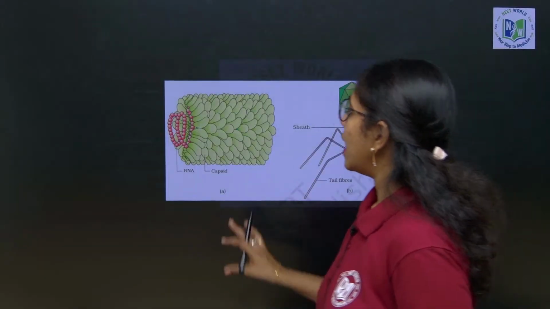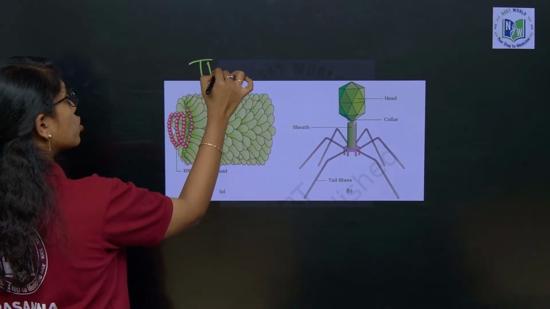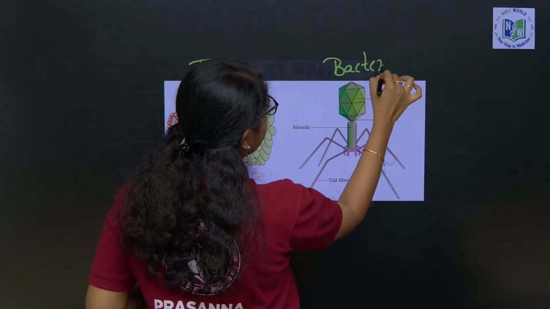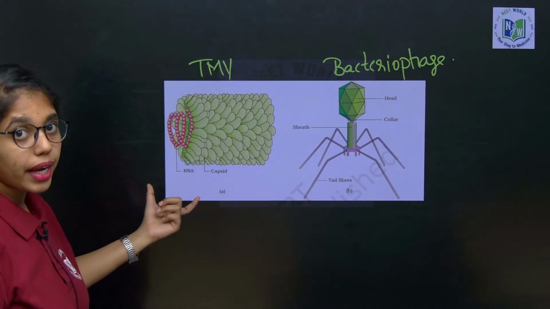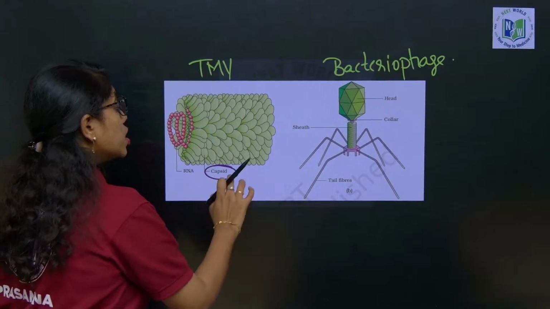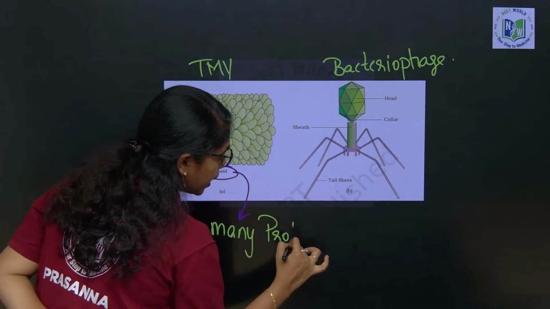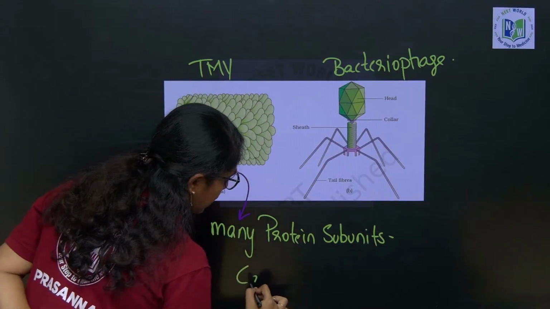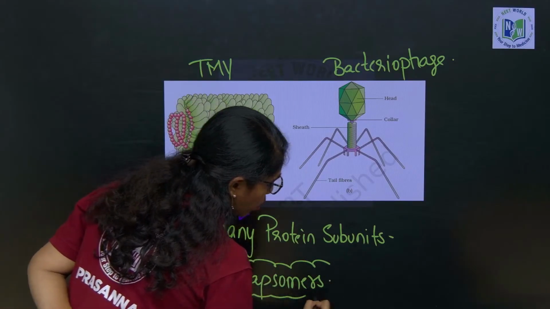And then lastly, viruses. Two different types of viruses: this is tobacco mosaic virus, and here it is a bacteriophage. Tobacco mosaic virus was discovered by D.J. Ivanovsky, where you have a strong protein coat, the capsid. This protein coat has many protein subunits, which you will call capsomeres.